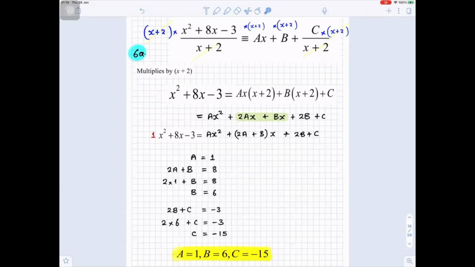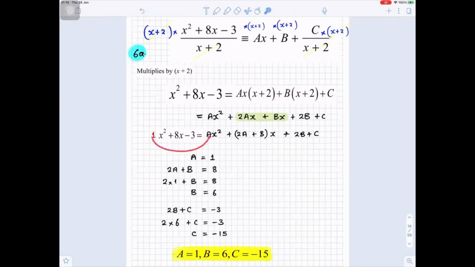So what you want to do now is, on the right hand side, remove the bracket. Ax times x gives you ax squared. Ax times 2 gives you 2ax. B times x will give you bx. B times 2 will give you 2b, and there's a plus c. Now we put the x together, 2a plus b, and x is a common factor, it stays out of the bracket. So we want to compare like terms.